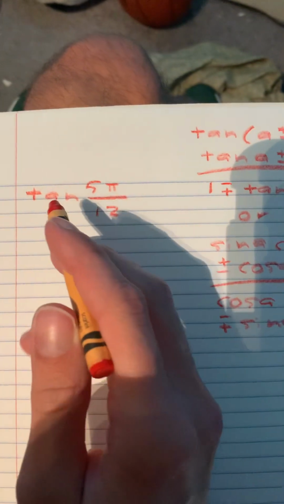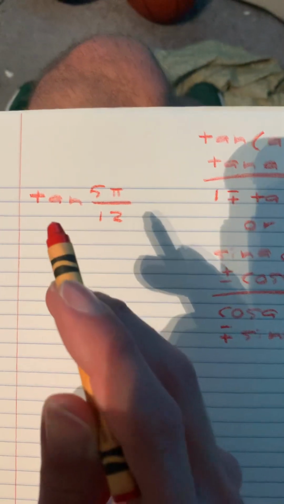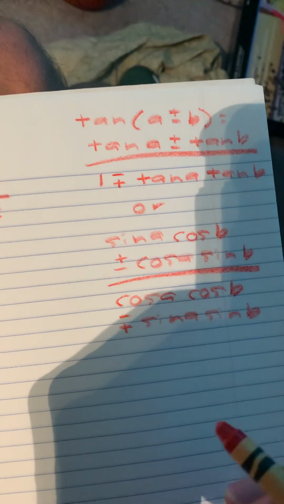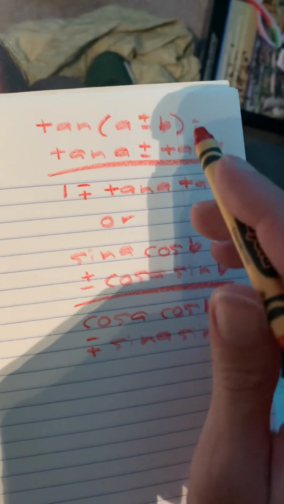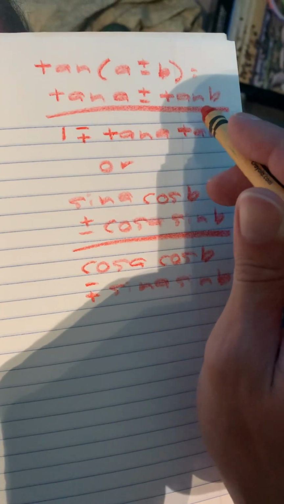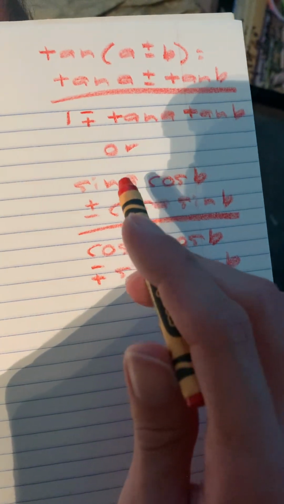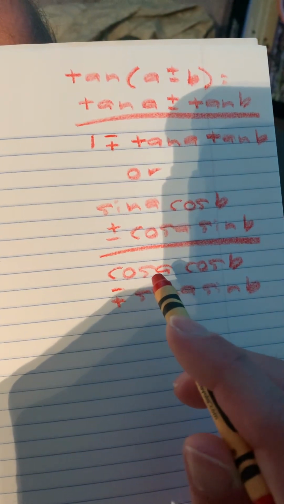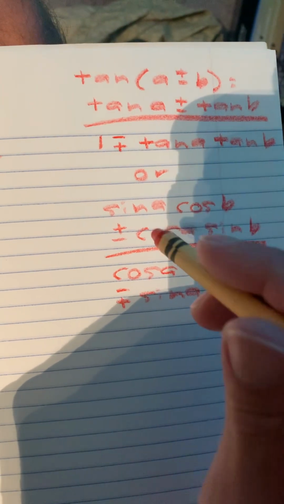but I am about to use trig identities to find the exact value of the tangent of 5 pi over 12. Now, there's a couple different ways you can approach this. You can use the traditional trig identity for tangent here, or you can use it as sine over cosine. I'm going to attempt this using this one first.